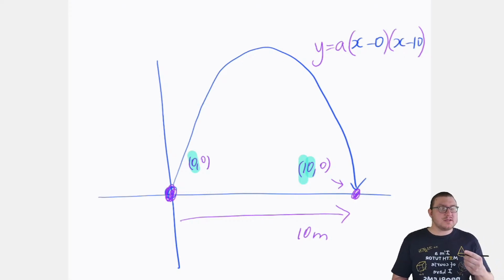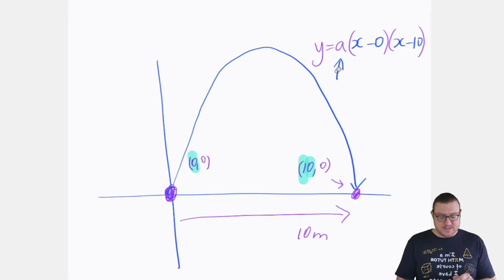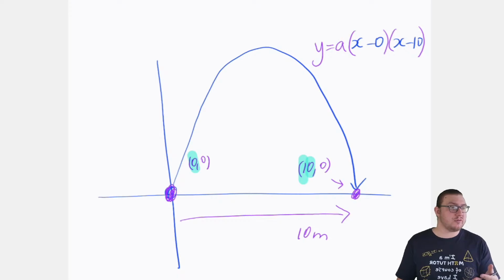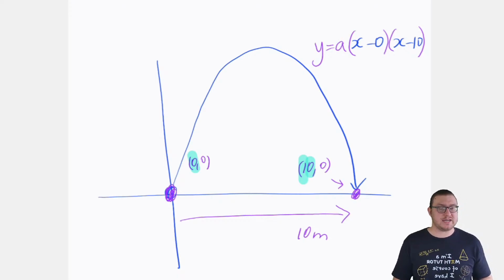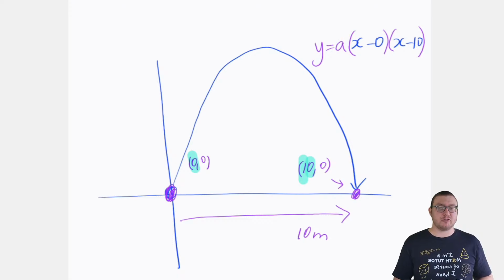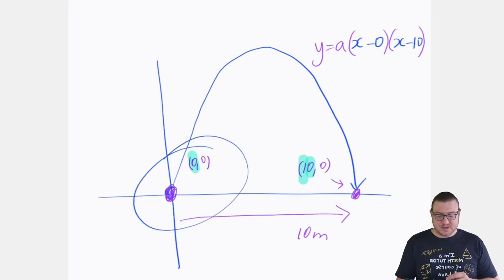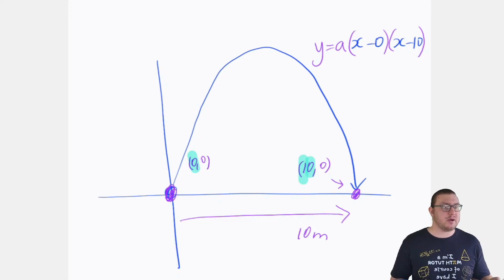Now, we're almost done. We almost have this equation already. The only thing that is missing is the a. And how to solve this one, we will figure out a bit later. But you can see why the factorized form is so helpful. If we wanted to do this with a standard form, all the standard form can tell us is the x-intercept. Well, that doesn't tell us anything about this ball.